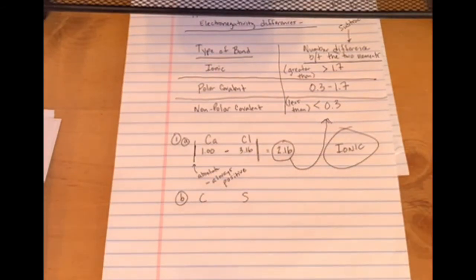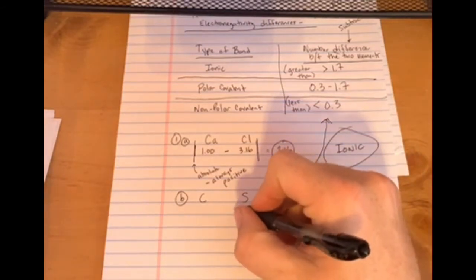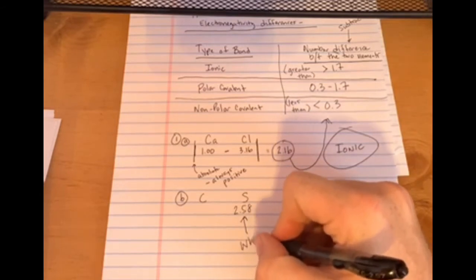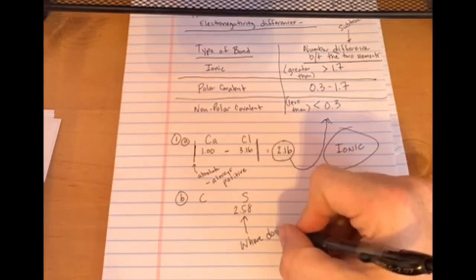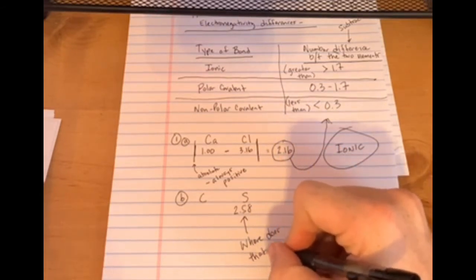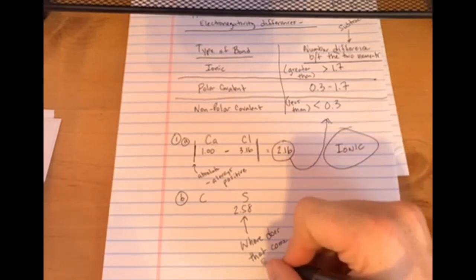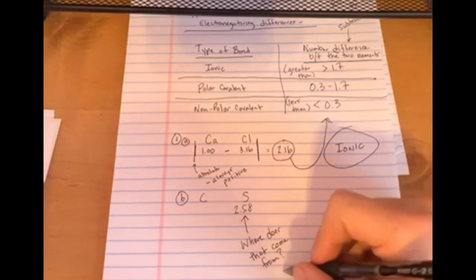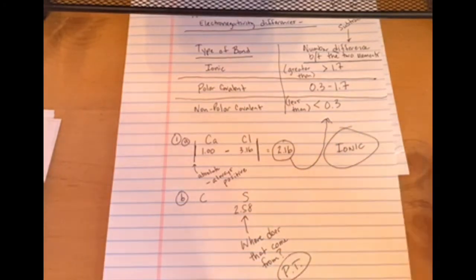Sulfur is 2.58. Where does that number come from? From the periodic table. Okay? The special periodic table, not the regular one, right?